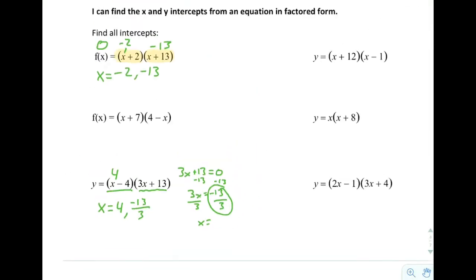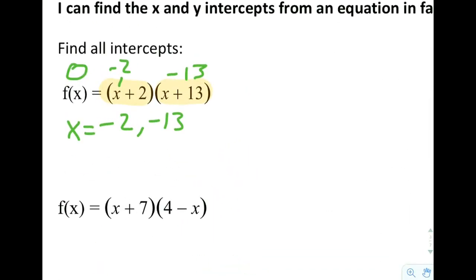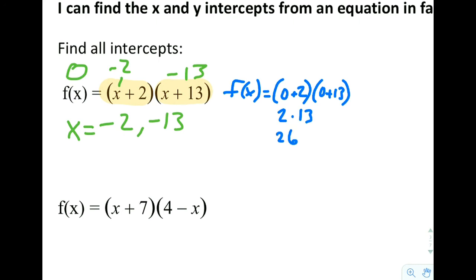Now let's go back and look at y-intercepts for both of these problems. The y-intercept says, I don't want to make y 0, I want to set x equal to 0 and see what y is, what f of x is. So I want to know what f of x is when I plug in 0 for every x I see. So if I have 0 plus 2 and then 0 plus 13, I really just have 2 times 13, which is going to be 26. So my y-intercept is equal to 26.